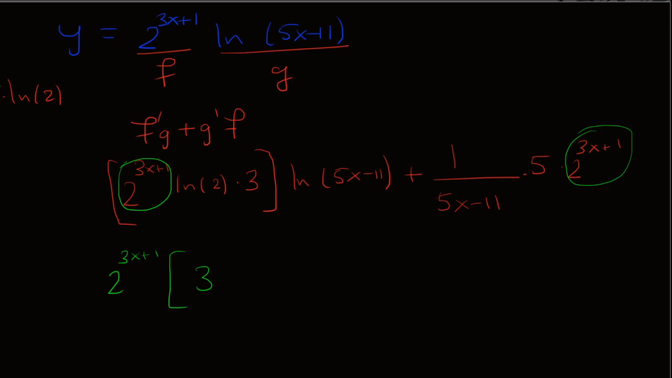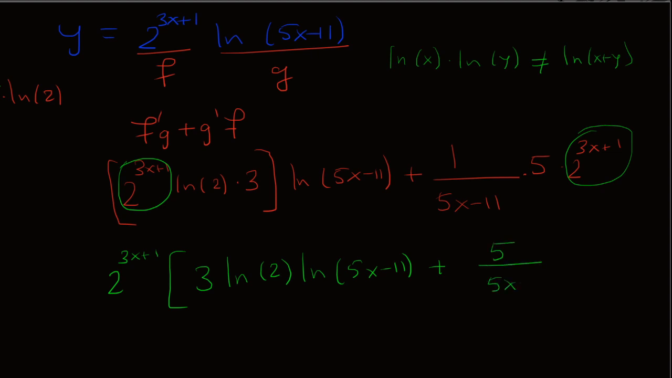here we're multiplying the two natural logs. So unfortunately, we cannot say something like this. So this is a little tricky. It may seem like we can combine this, but we're just going to leave it alone. We're going to say 3 natural log 2 times ln of 5x minus 11, and then plus 5 over 5x minus 11.